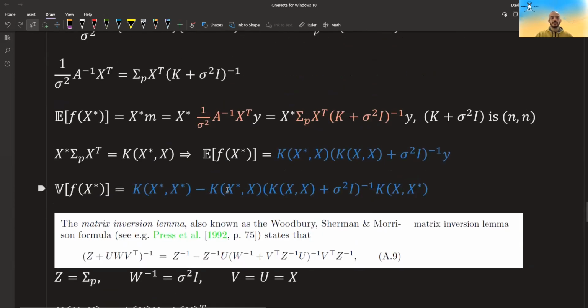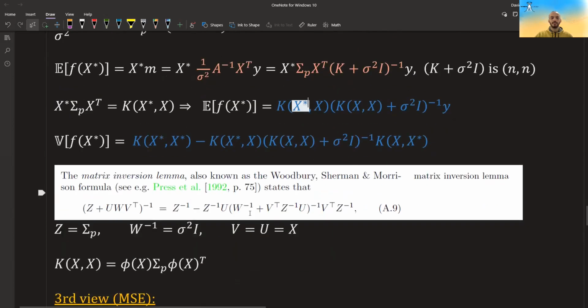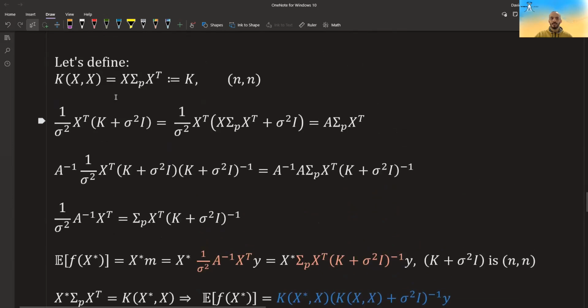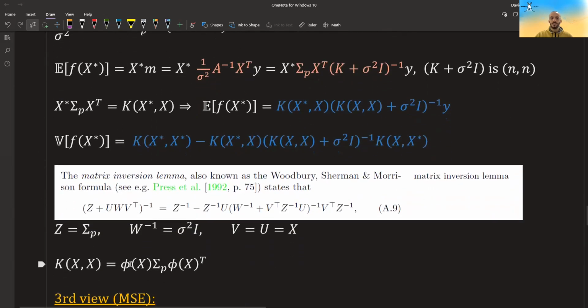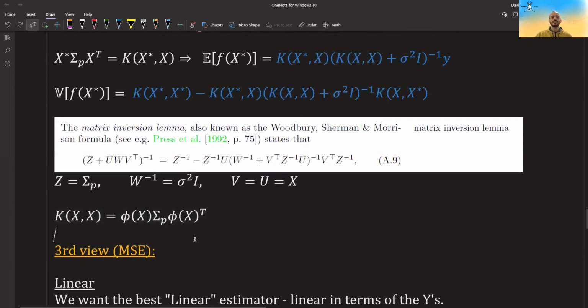So this was the derivation for x, but you can do it exactly the same if you move to a higher dimensional space by replacing x with phi of x. The derivation stays exactly the same. So the K matrix, instead of being, as we defined it, x times sigma p times x transpose, will be phi of x, sigma p, times phi of x transpose. Okay, so this was the second view, the prior view, which also uses the projection to higher space.